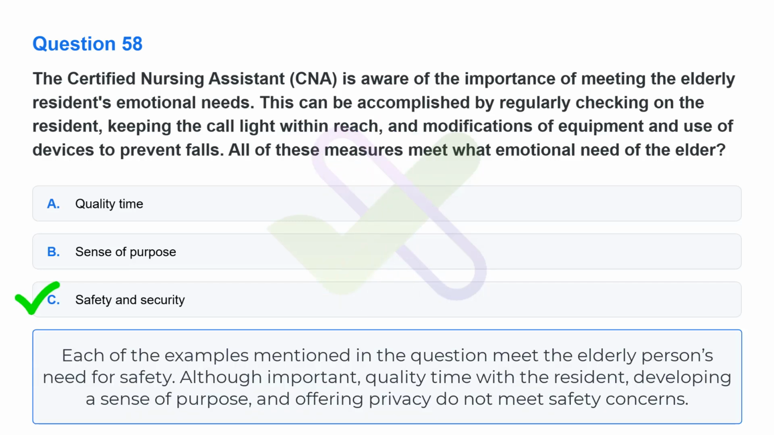Correct answer, C. Safety and security. Each of the examples mentioned in the question meet the elderly person's need for safety. Although important, quality time with the resident, developing a sense of purpose, and offering privacy do not meet safety concerns.